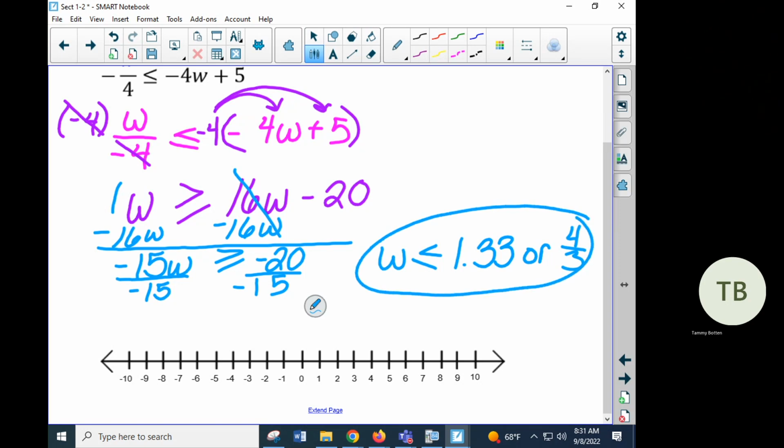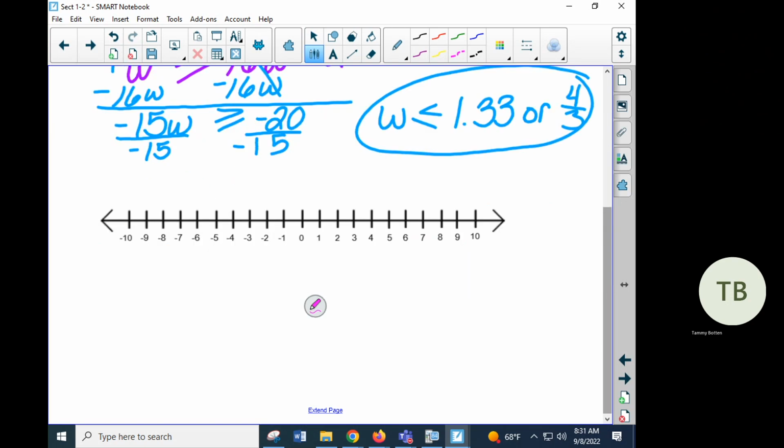Then I come down and I go to graph that. 1.3 would be just 1/3 of the way over 1, and it's going to be a closed circle. So I'm just going to make a smaller one there. And it's less than, so I make this bigger.